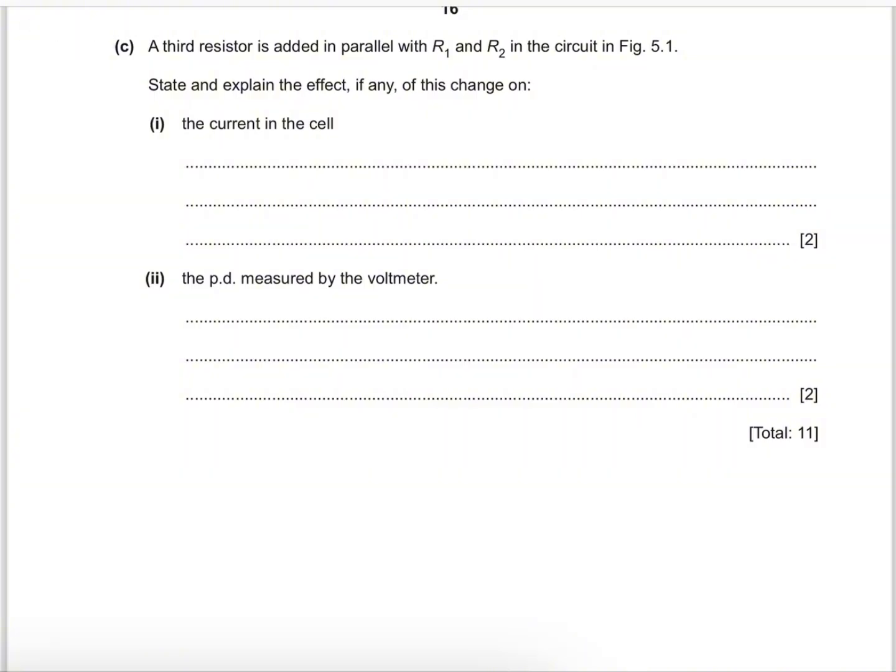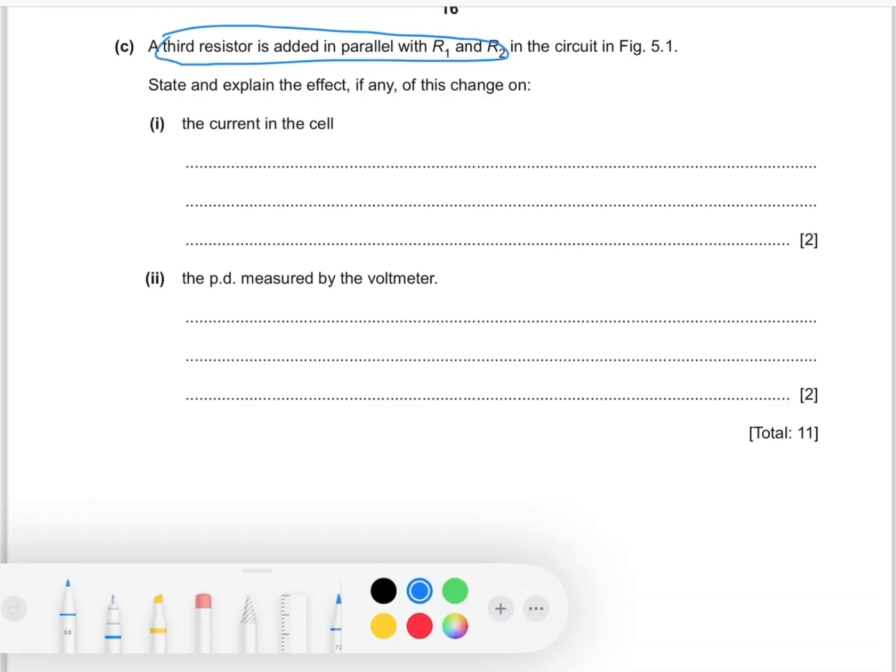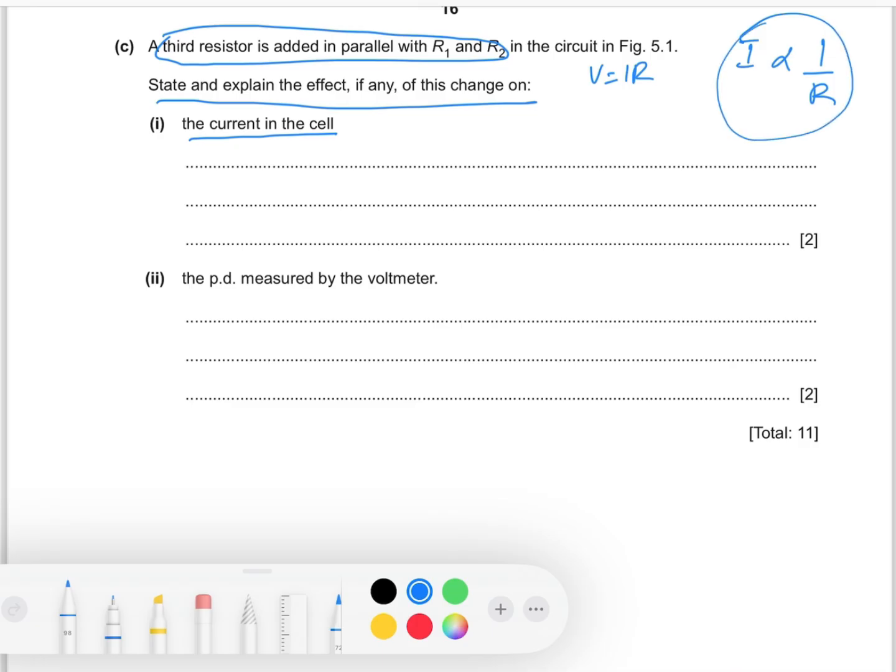See, a third resistor is added in parallel with R1 and R2. Now, first thing here you need to know is whenever you connect more resistors in parallel, the total resistance in parallel will decrease. Following this, state and explain the effect, if any, of this change on the current in the cell. So, current is inversely proportional to resistance according to Ohm's law, because V is IR, and when you substitute and rearrange, you'll find this relation.